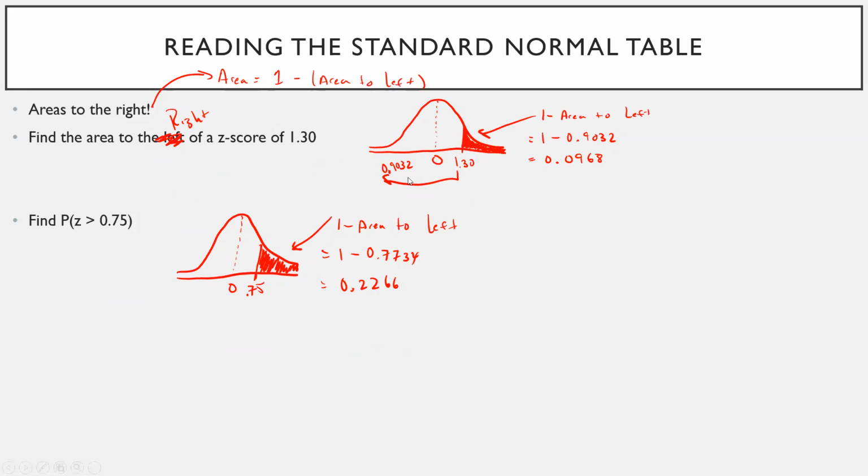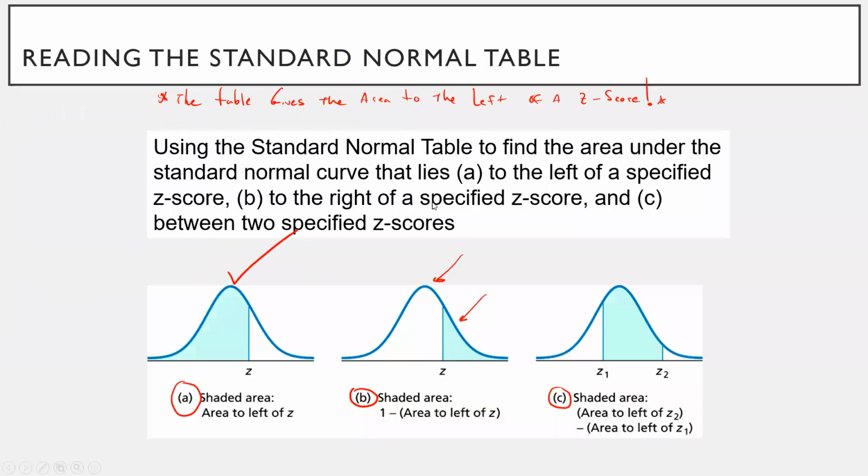And what you'll notice here is these drawings will help you. Because when I sketch this drawing, I'll be like, oh, it's an area to the right. Okay, so now what we need to do is find the area between two z-scores. And that's really easy too.